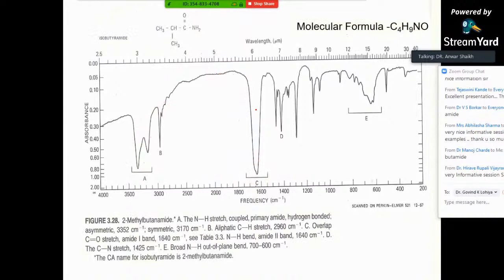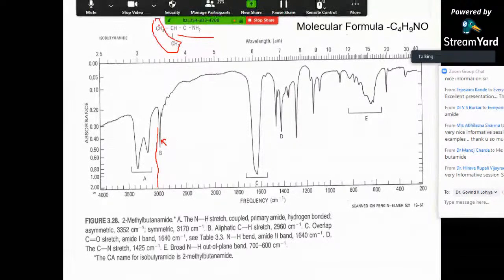So we come to know that our expected compound is this one, because we are getting here CH3, a very sharp peak at 2900. So it is due to this CH3.